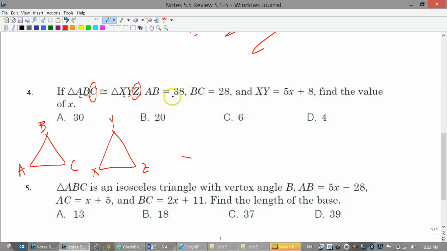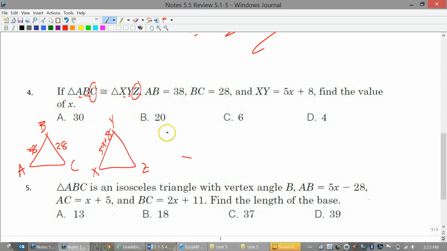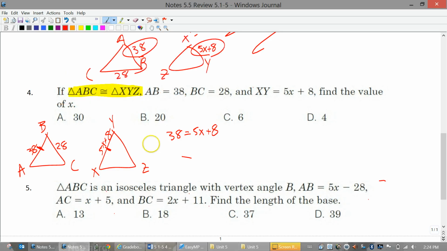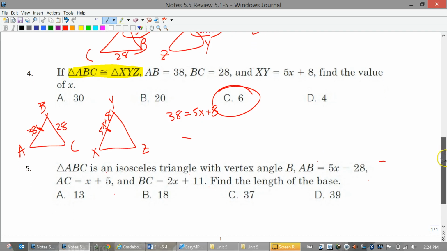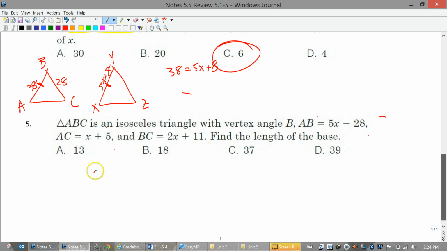After we do that, we label AB to be 38, BC to be 28, and XY to be 5x plus 8. And then we get a situation where we can actually set these equal: 38 equals 5x plus 8, because these two are congruent, and those are congruent because they're in the same location in the congruence statement. When you solve that, you get x as being 6. We're asked for the value of x, not the value of any of the sides, so we just leave it as 6.